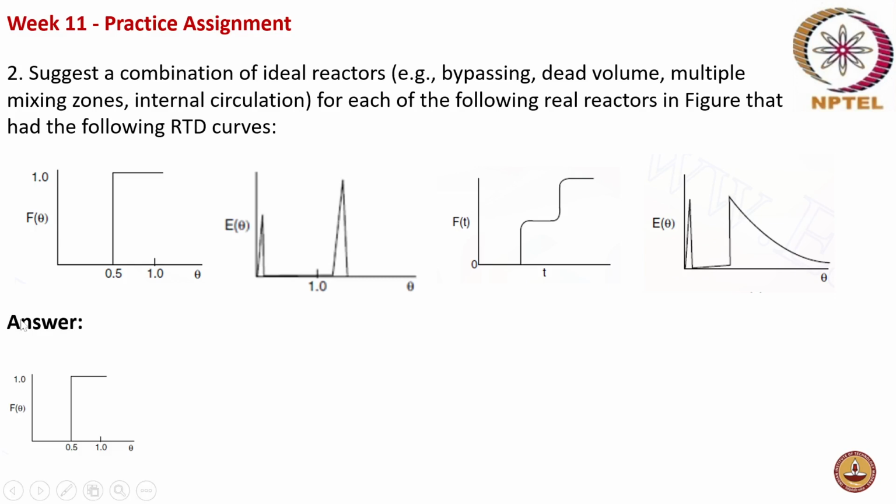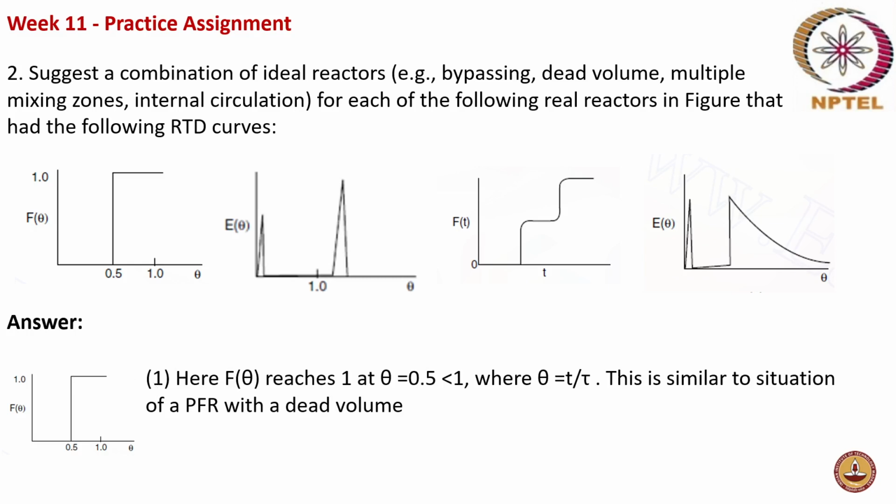Case number 1: if you look at the F theta curve, it starts at a point of theta equal to 0.5, which is well less than theta equal to 1. Theta is nothing but t by tau, where tau is the space time. So this starts at a theta less than 1, and then F of theta rapidly reaches 1. So what kind of curve is this? Here F of theta reaches 1 at theta 0.5, which is less than 1.